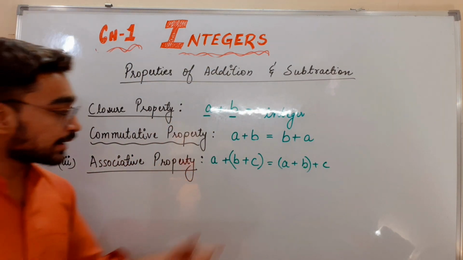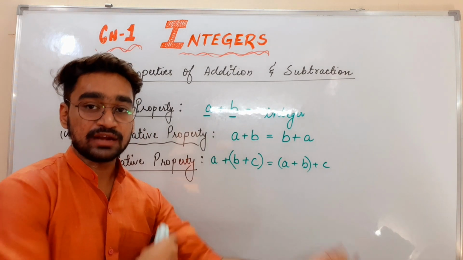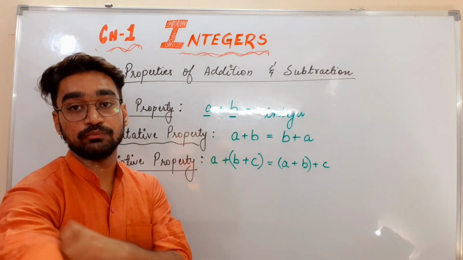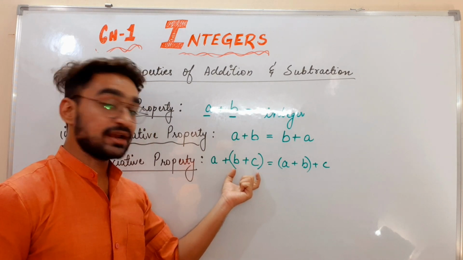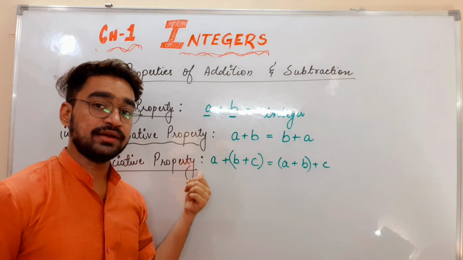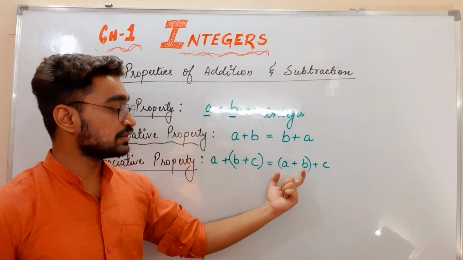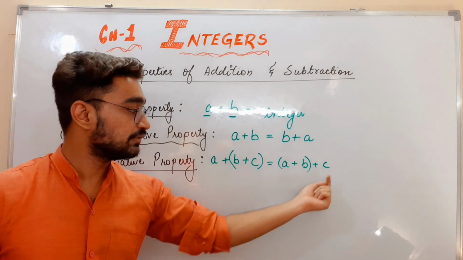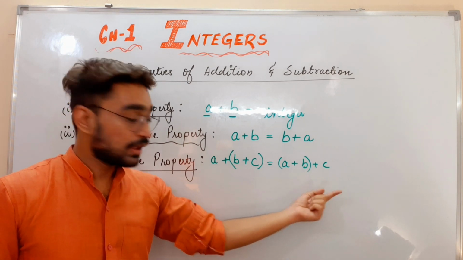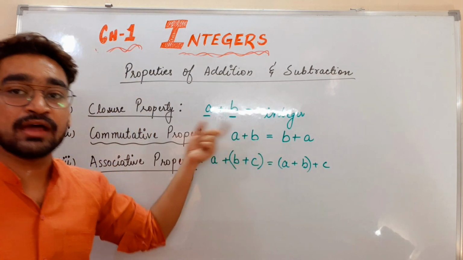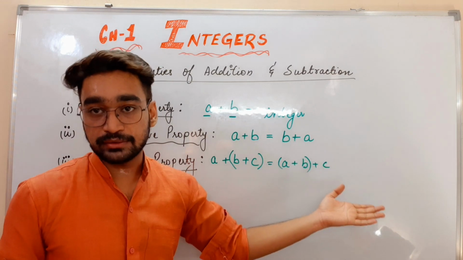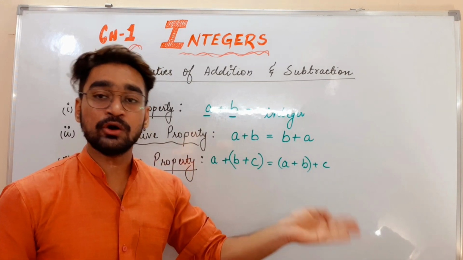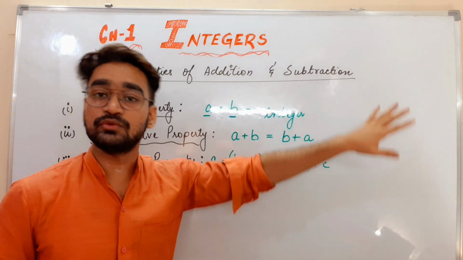This bracket indicates that we have to solve the bracket first according to BODMAS. So we have to add b and c first, then add a to the result. Here we have to add a and b first, then add c to the result. Because the commutative property also says that the sequence of addition doesn't matter. Whether you add 4 plus 3 or 3 plus 4, the answer is always 7.